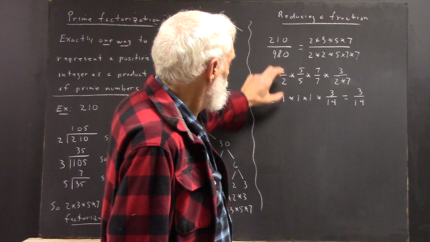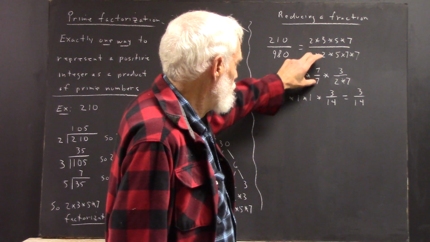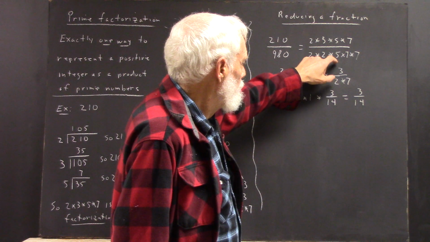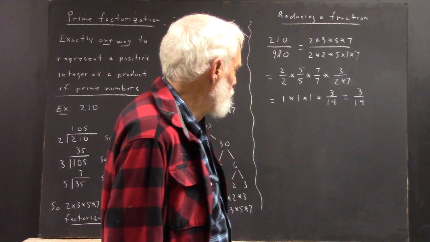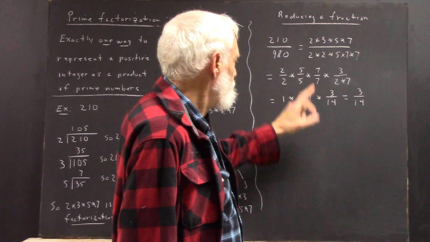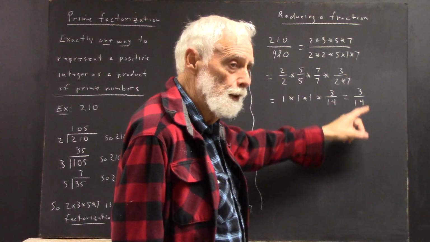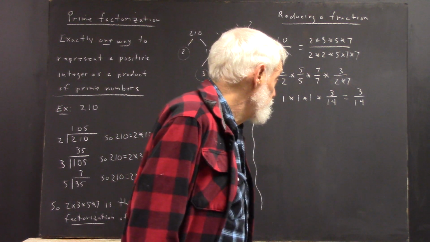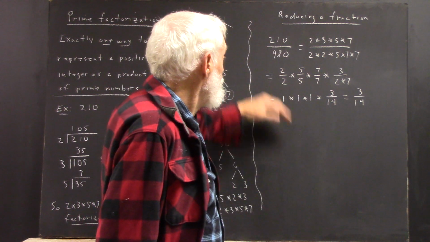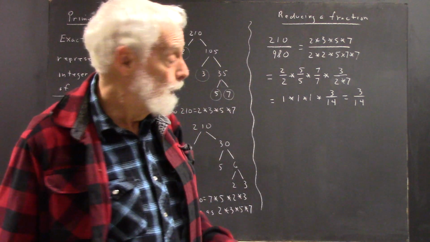Then 2 over 2 is 1, 5 over 5 is 1, 7 over 7 is 1, and 3 over 2 times 7 is 3 over 14. So we just got a bunch of 1's multiplied by 3/14, which just gives us 3/14. That's how we reduce a fraction using prime factorization.